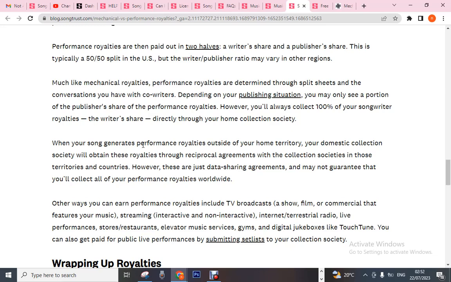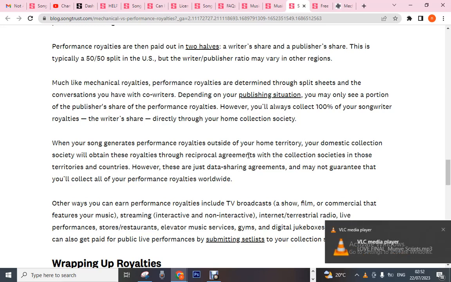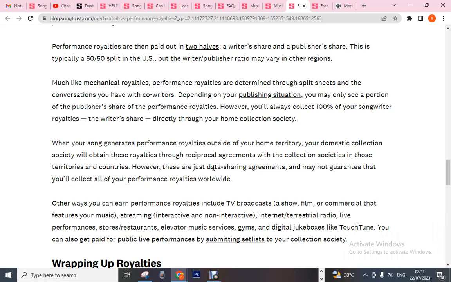When your song generates performance royalties outside of your home territory, your domestic collection society will obtain these royalties through reciprocal agreements with the collection societies in those territories and countries. However, these are just data sharing agreements and may not guarantee that you will collect all of your performance royalties worldwide.